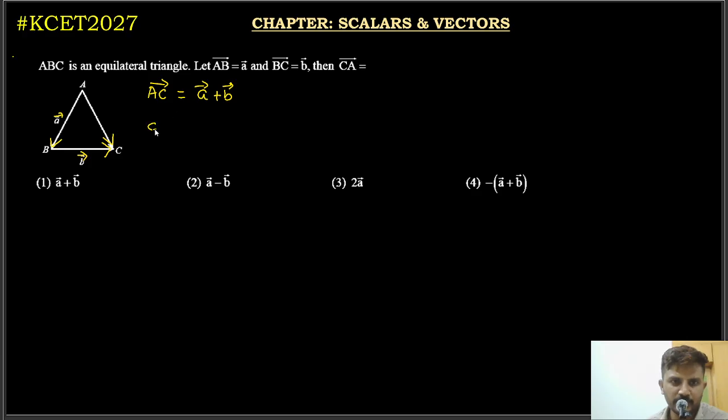But they are asking for CA. So CA is minus of A plus B. Minus A plus B, so that is minus A minus B. So that is option 4 is correct. Clear?